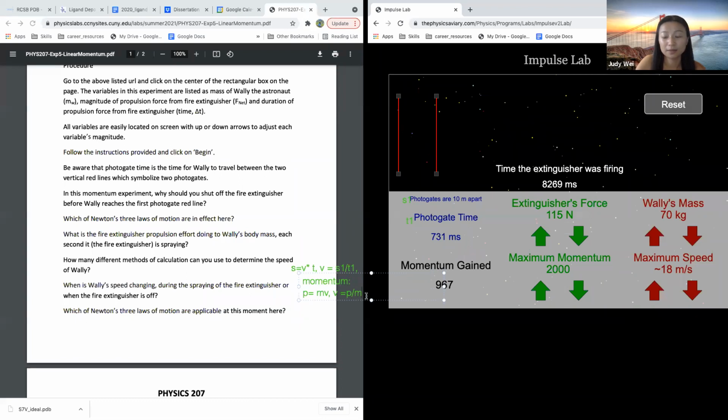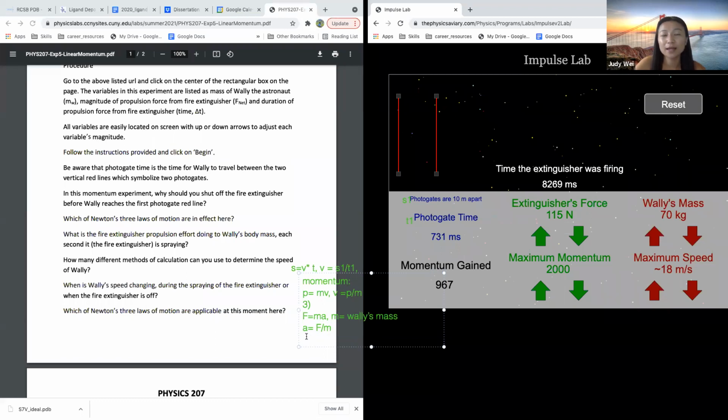And the third one is we use this one. So when the fire extinguisher starts accelerating, the force we can do is to calculate. Okay, so the extinguisher force equals m a, and m is Wally's mass. And we can calculate a. So a equals F over m.